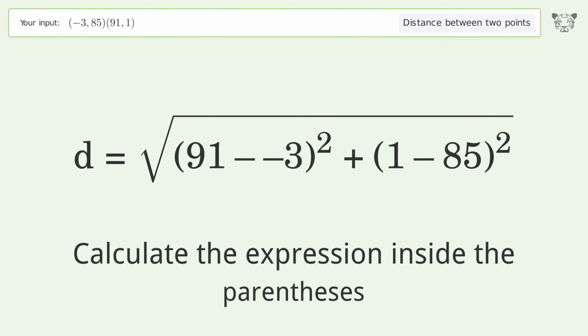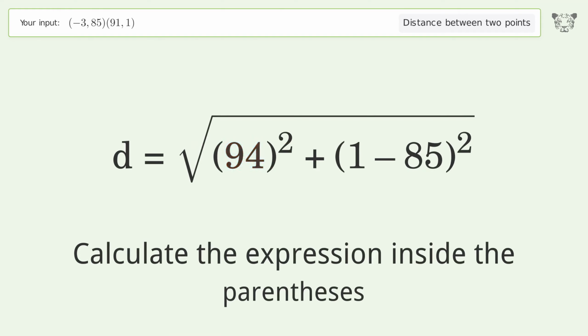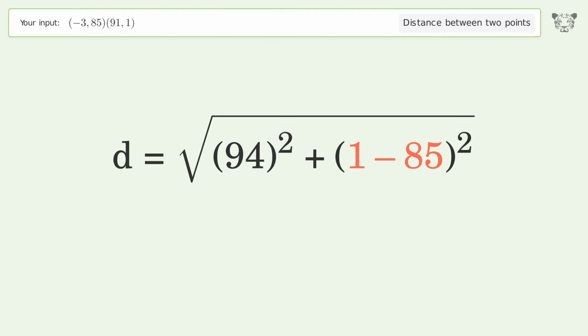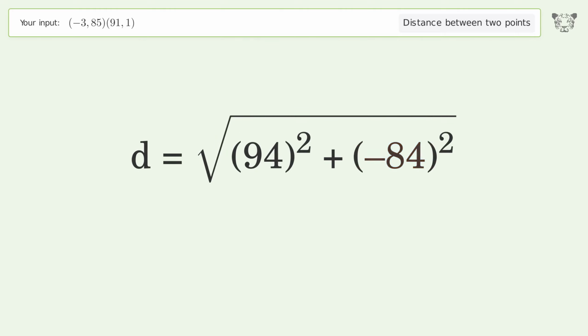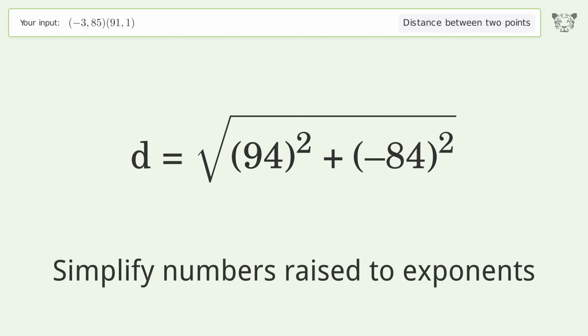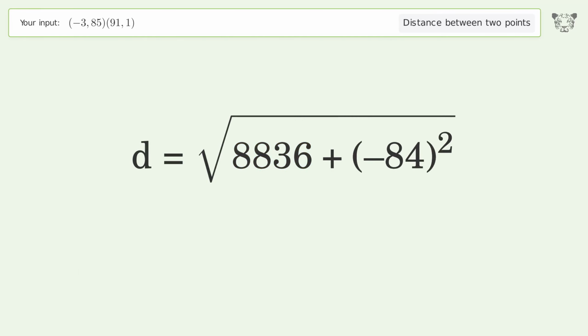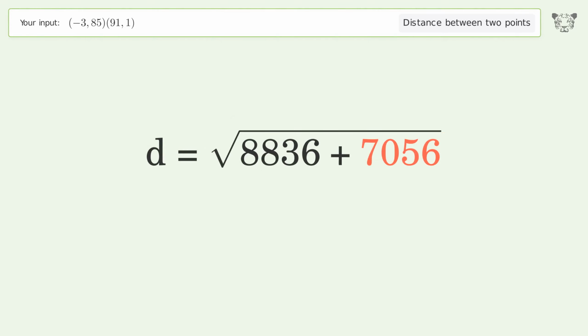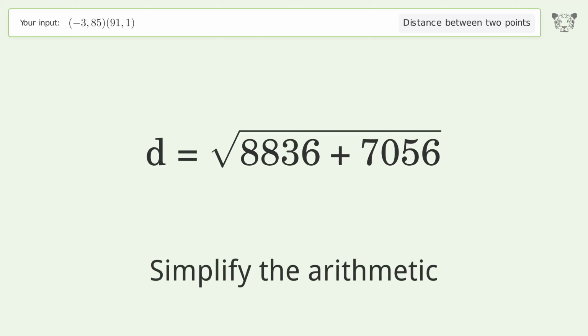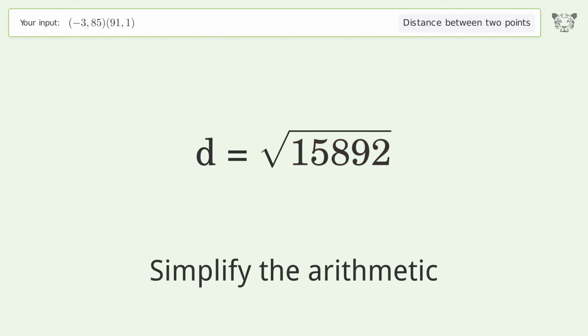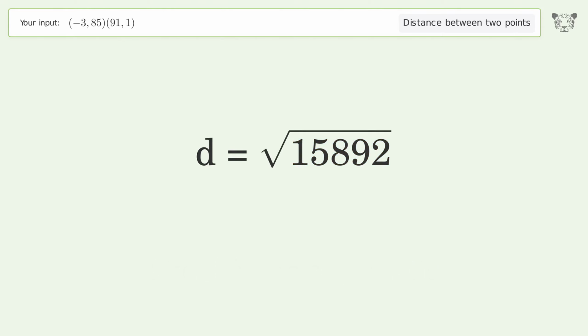Calculate the expression inside the parentheses. Simplify numbers raised to exponents. Simplify the arithmetic. And so the distance between the 2 points is the square root of 15,892, or 126.063.